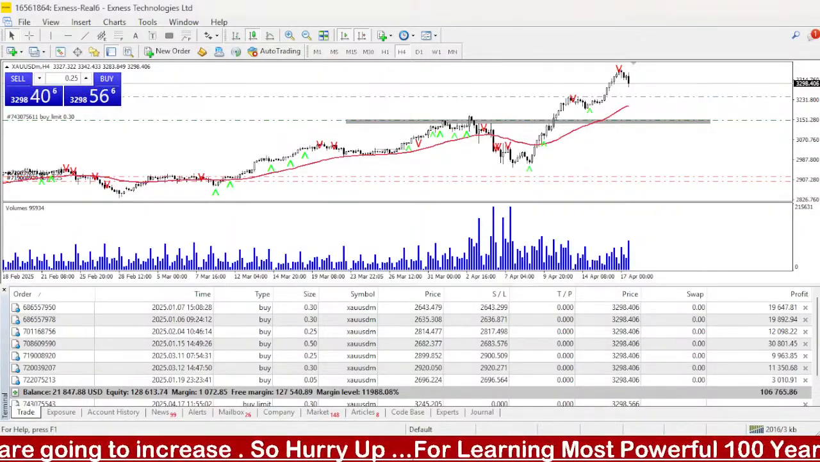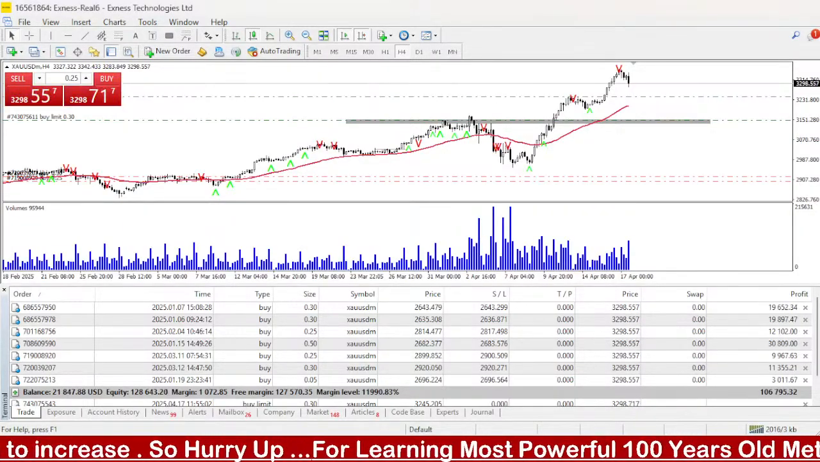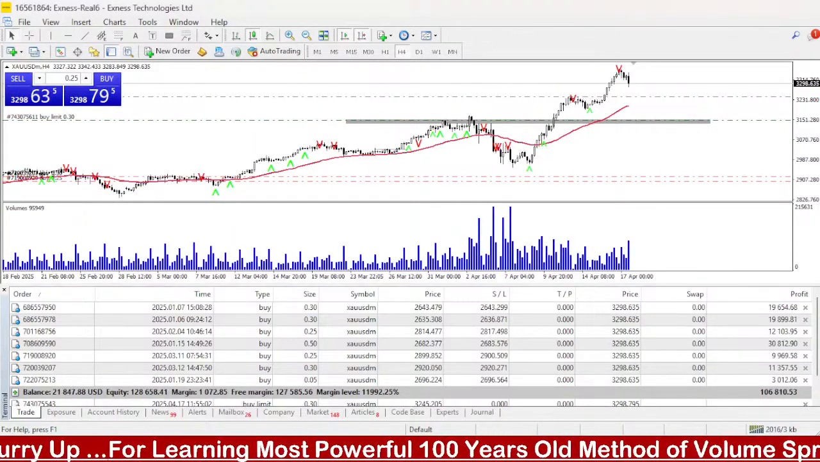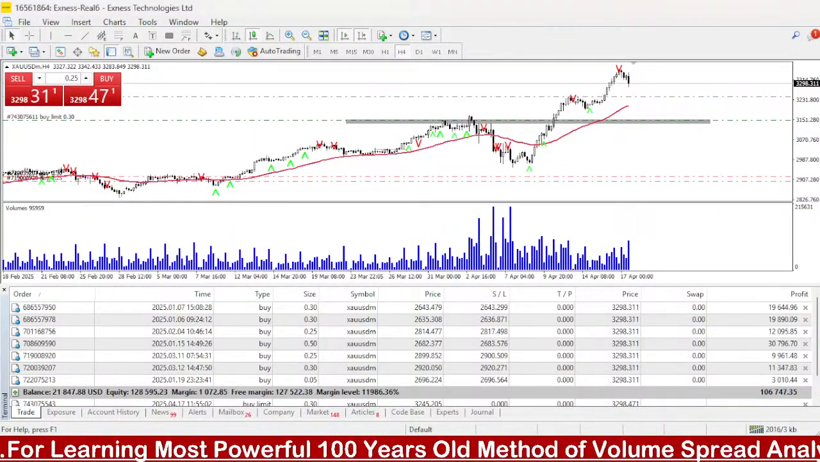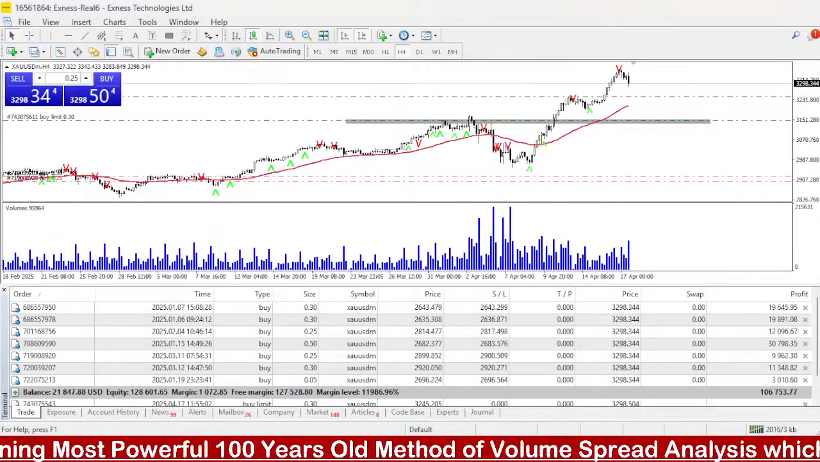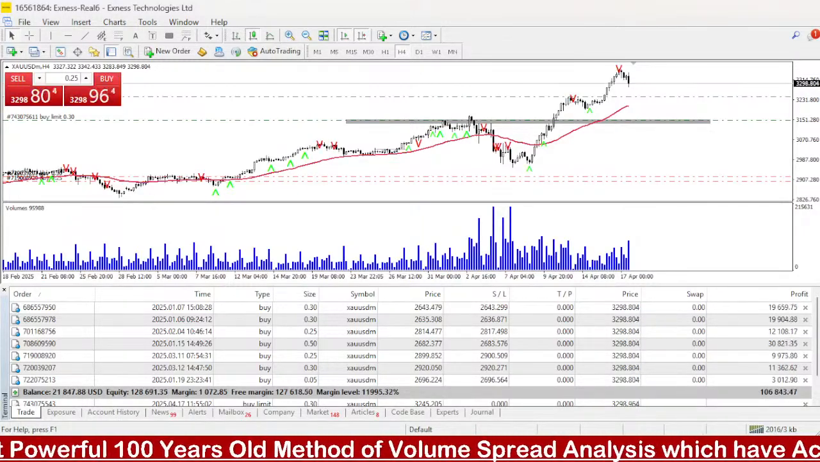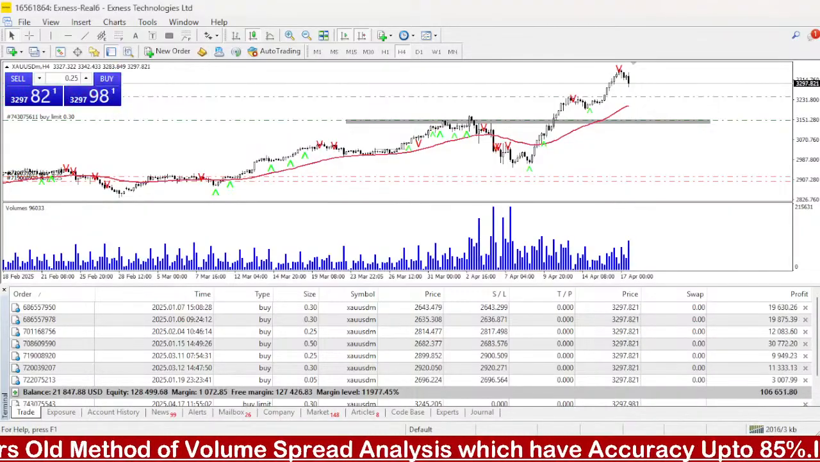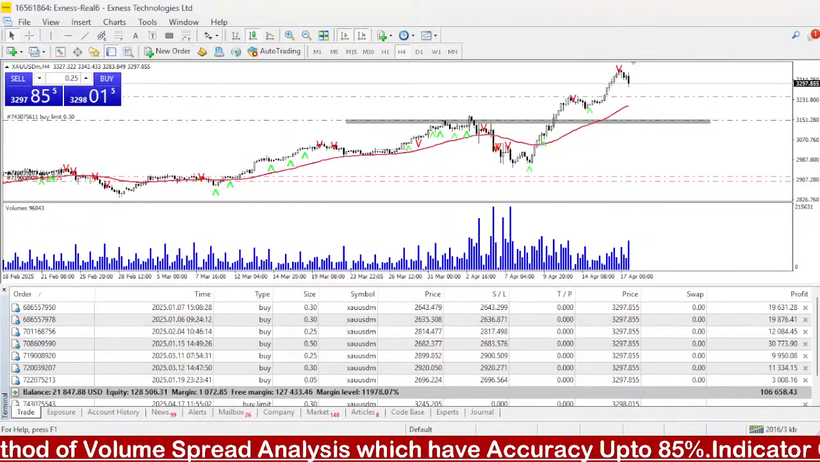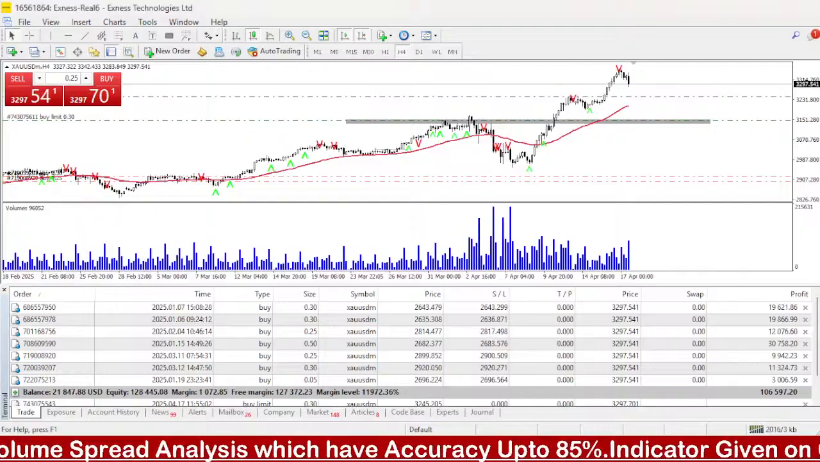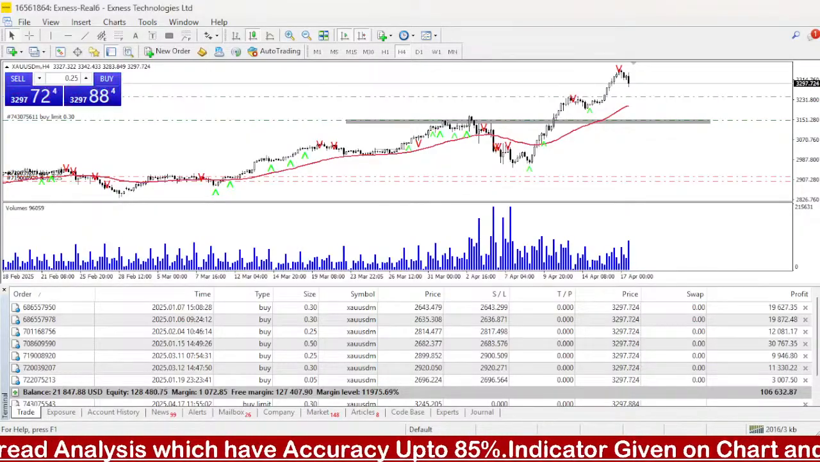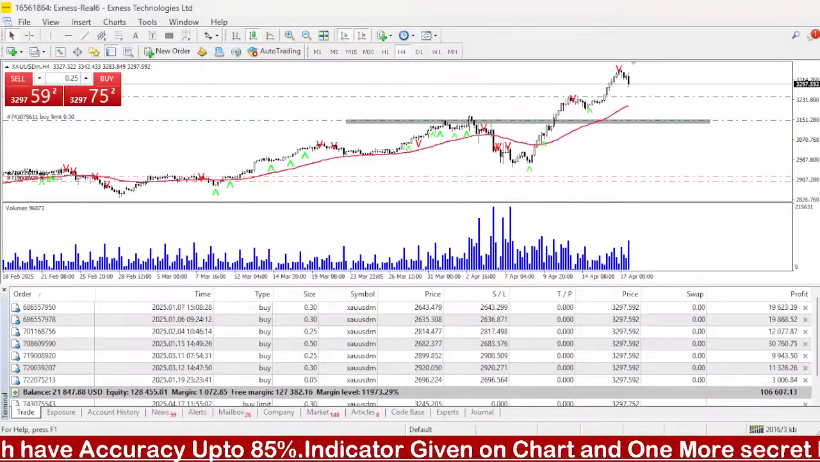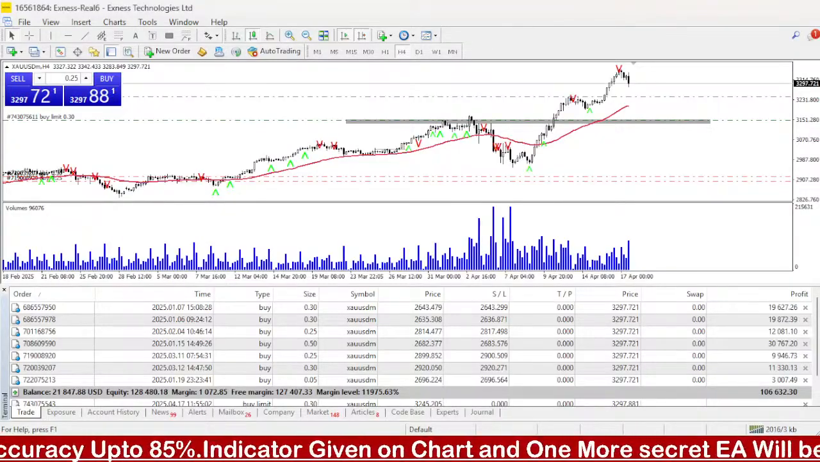So what type of things do I use? I use Elliott wave analysis, which is a very famous and very old method, available since 1975, and it is working perfectly. Then I work on volume spread analysis, VSA, a 100-year-old method with accuracy up to 80%. I also work on candlestick patterns, Fibonacci retracements, Fibonacci extensions, and then RSI divergence, convergence, and hidden divergence, convergence, and all those things.